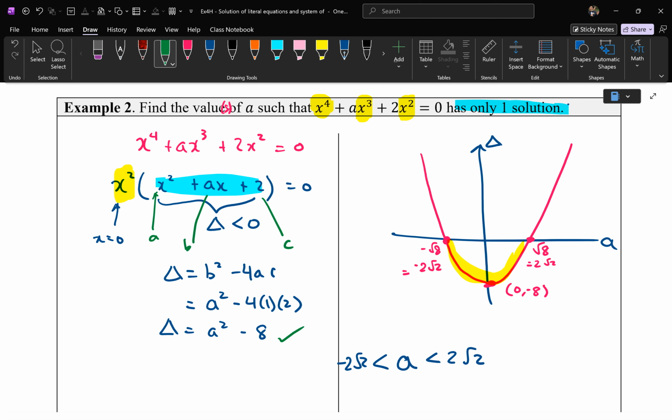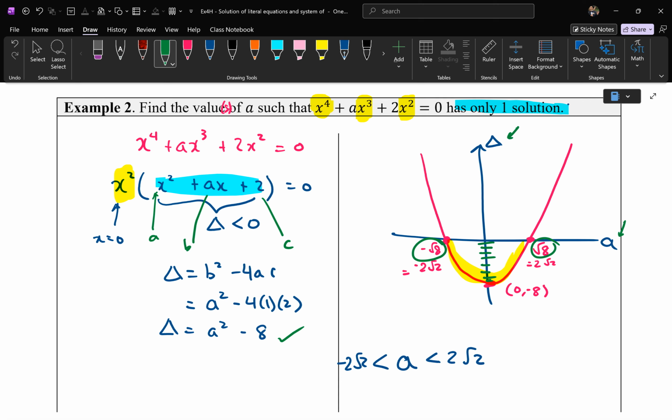So if I sketch the discriminant graph, here's my discriminant. Here are my a values. And it's a squared minus 8. So it's a quadratic graph that's dropped down by 8. When we solve for the intercepts, it would be root of 8, so plus minus, that's why I've got the intercepts over here. And we want, when is the discriminant less than 0? This is when the discriminant's less than 0.